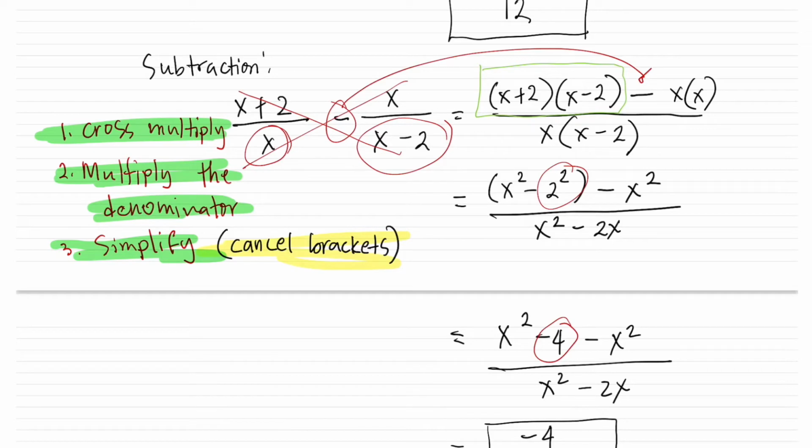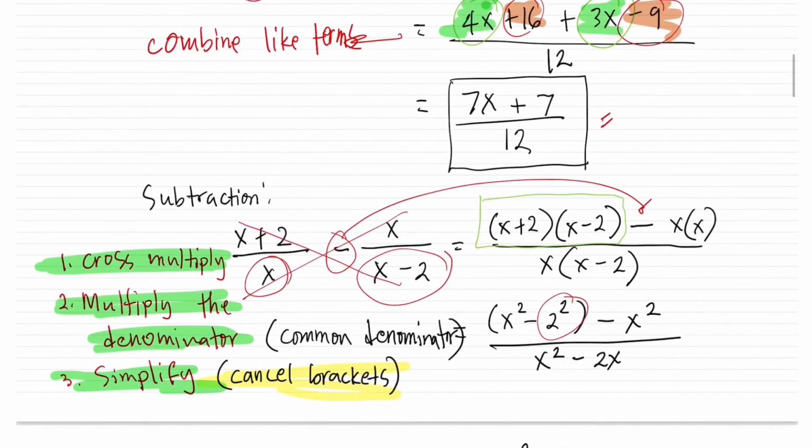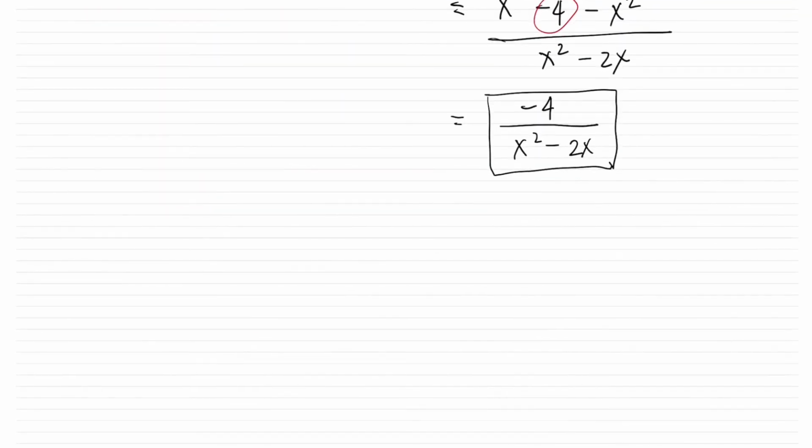And by the way, why do we have to multiply? So that we will have a common denominator. So again, that is how we add and subtract algebraic fractions. Now we go for multiplying algebraic fractions.